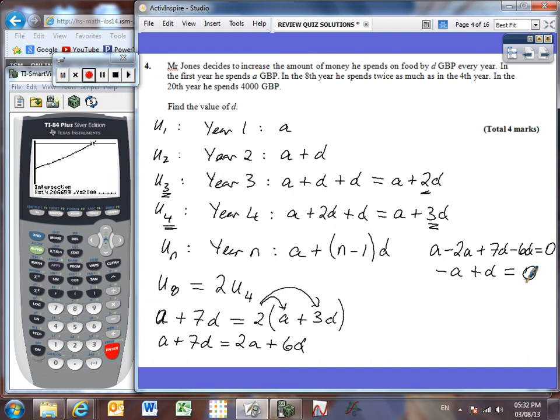So far so good. I've also been told that in the 20th year, he spent 4,000 British pounds. So let's think about what we're saying here. In the 20th year, he spent... Now let's think about what the 20th year is. That's going to be the original term plus 19D. And so that must mean that if he spent 4,000 pounds, we've got another equation that we can use. A plus 19D is equal to 4,000 pounds.